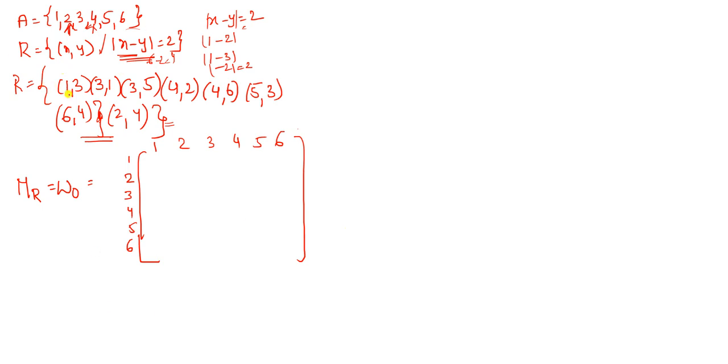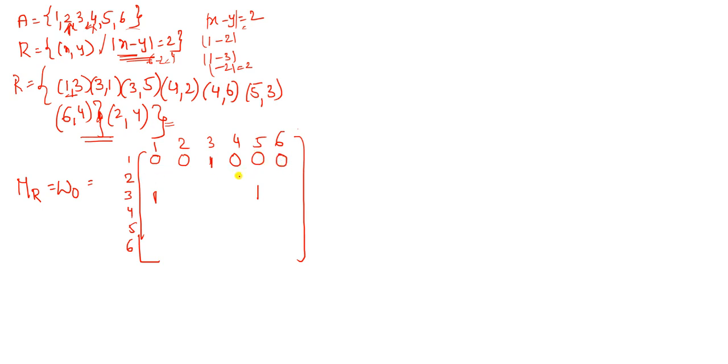So 1 comma 3 we have. Where is the position? This position is 1 comma 3, so here we need to put 1. And next one, 3 comma 1, third row, first column means this position. Here we need to put 1. And 3 comma 5 means this position. Is 1 comma 1 existing? No, so 0. Is 1 comma 2 existing? No. 1 comma 4? No. 1 comma 5? 0. 1 comma 6?